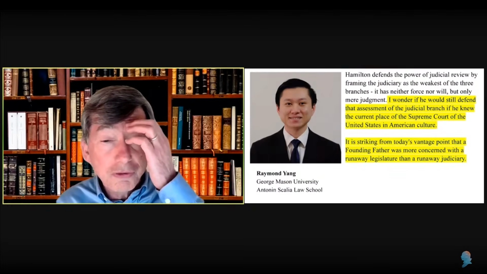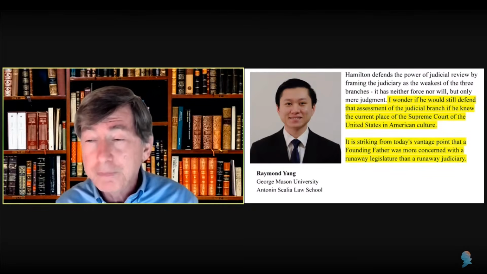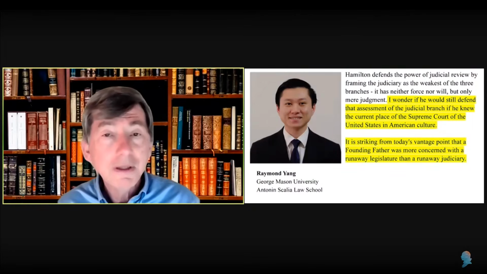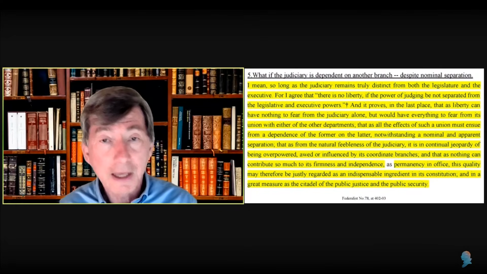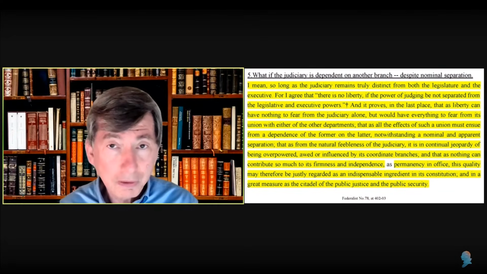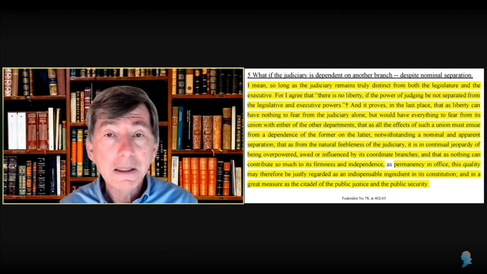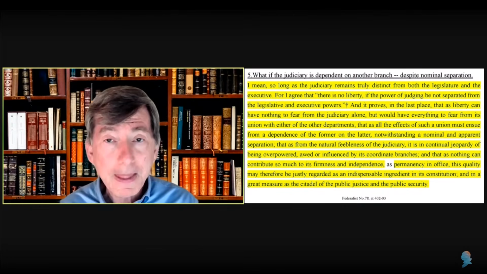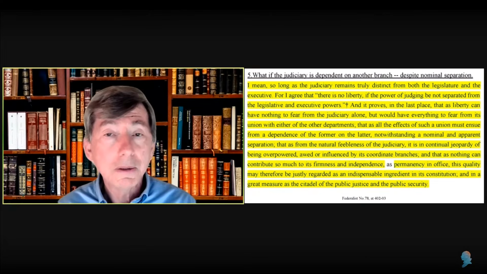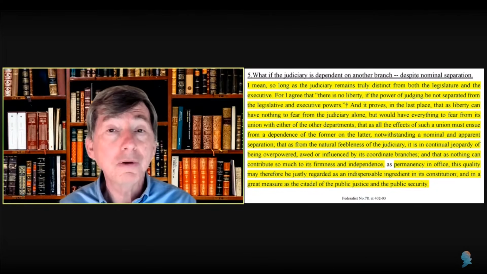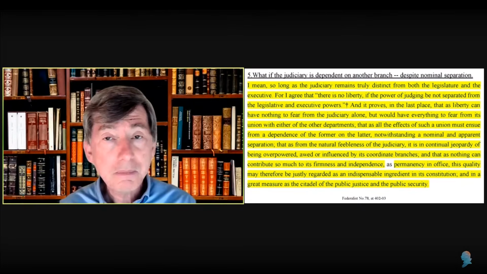So, what if the judiciary is dependent on another branch despite nominal separation? This is what I want you to consider: that the judiciary today, and since the New Deal court began, has changed the rules of the game. And how did they do this? Only with cooperation of the Congress. You had progressives in both branches. I submit to you that the courts were, at least for most of that period, quote, dependent on the Congress.